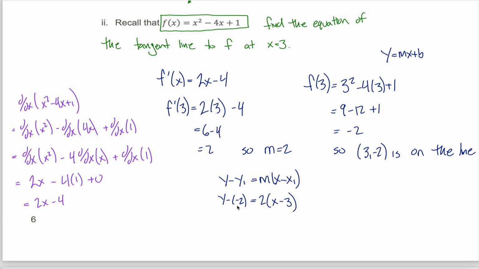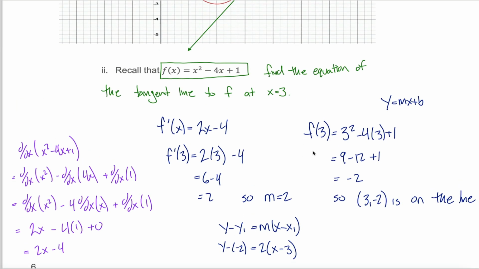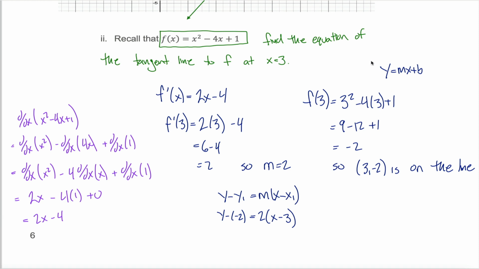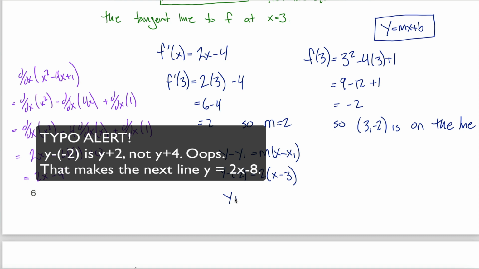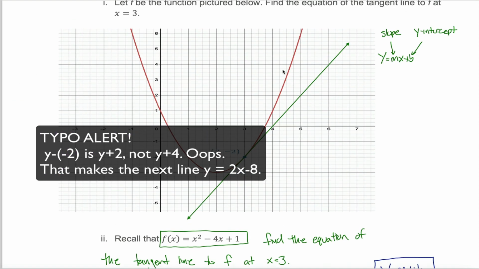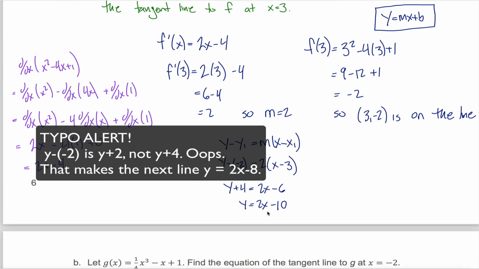This is an equation of the line, although typically when people say the equation of the line, they're thinking about the equation as given in slope-intercept form, not point-slope form. So it's not a bad idea to algebraically manipulate this so that it looks like this. I got y plus 4 equals 2x minus 6. I got y equals 2x minus 10. The line that's tangent to this red graph at this point (3, negative 2), in other words, the line shown in green, has an equation of y equals 2x minus 10.